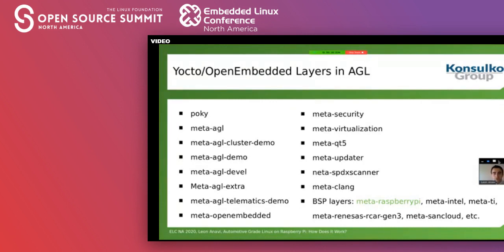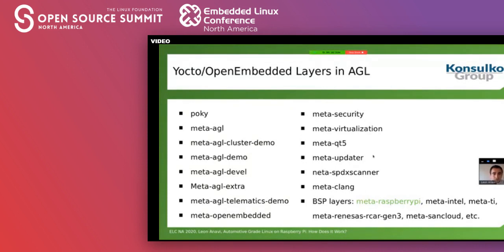Also, there are a lot of board support package layers. Most importantly for this talk, which is focused on Raspberry Pi, is meta-raspberrypi. This is the layer that provides support for all Raspberry Pi models and versions. However, in the latest AGL releases, we support only Raspberry Pi 3 and 4.